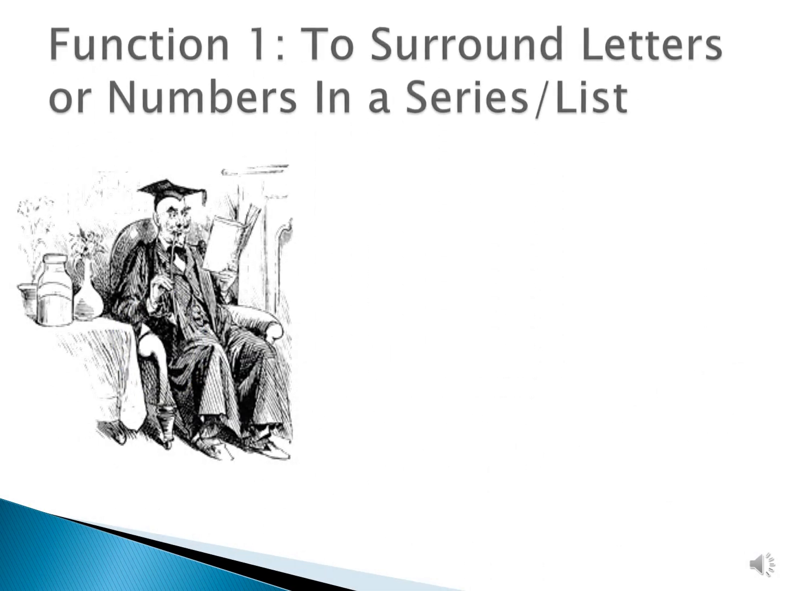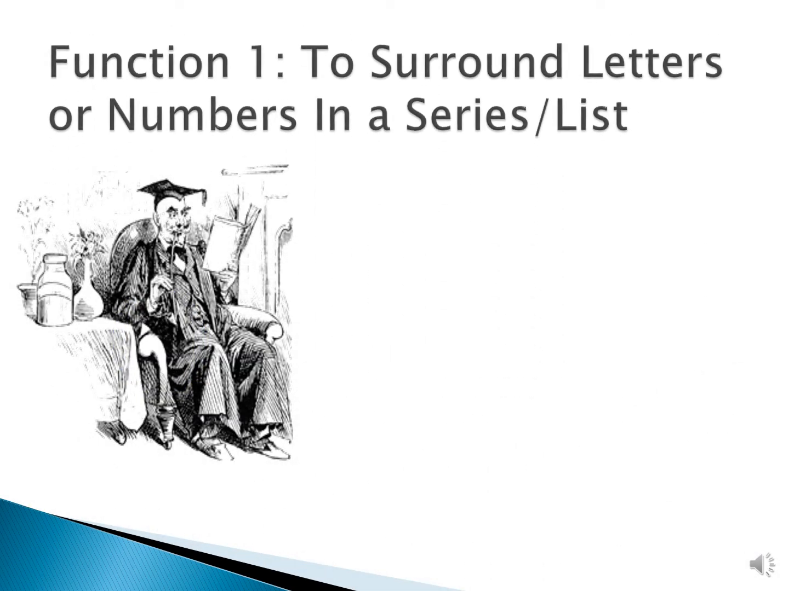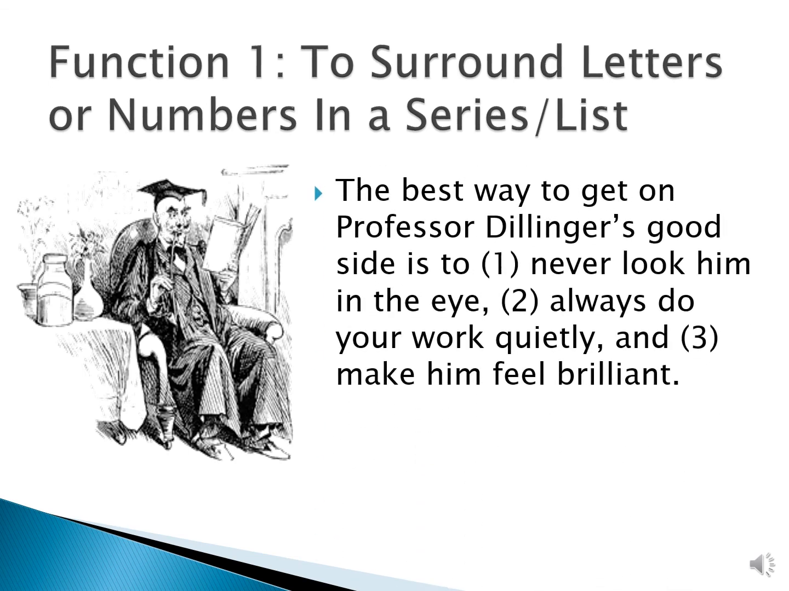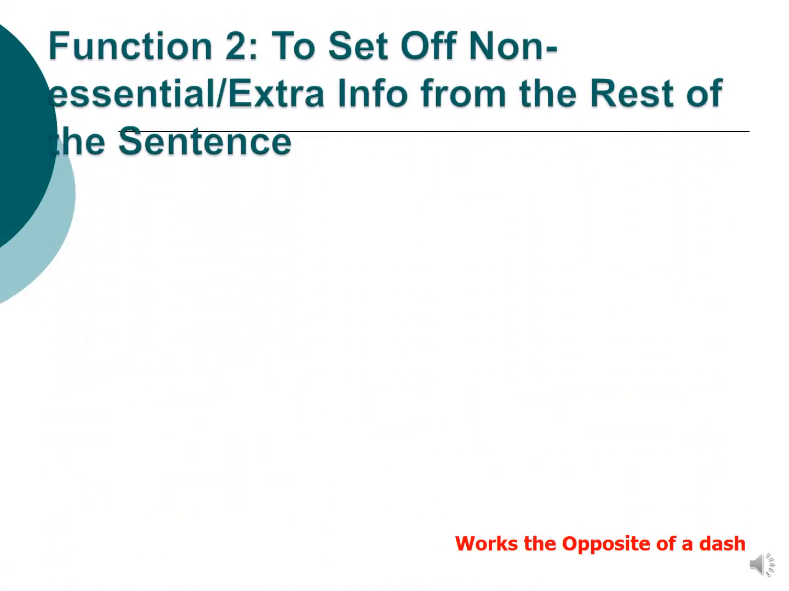So the first one, just quickly, maybe on occasion you guys will be writing a paper, maybe for a science class, where you are asked to provide a list and you're supposed to number that list. The best way to get on Professor Dillinger's good side is (1), (2), and (3). So this is the right way to do that because then they're offset from the rest of the sentence. Notice there's no colon here because it is not a complete sentence preceding that, and you would just put the 1, 2, and 3.